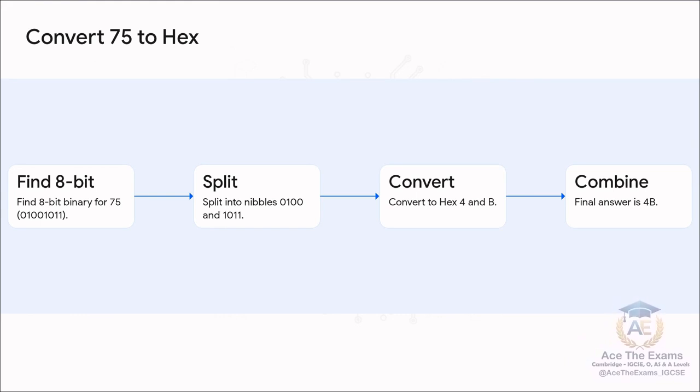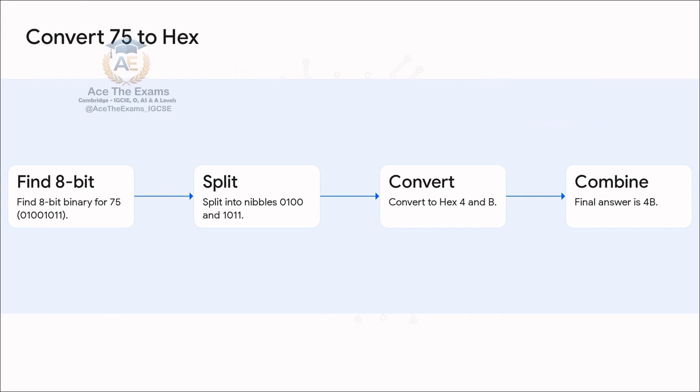Step 2, you split that byte right down the middle into 2 distinct nibbles, 0100 and 1011. Step 3, convert each of those nibbles to hex using our trusty cheat sheet. So 0100 is 4 and 1011 is B. Step 4, combine them for your final unshakable answer, 4B.